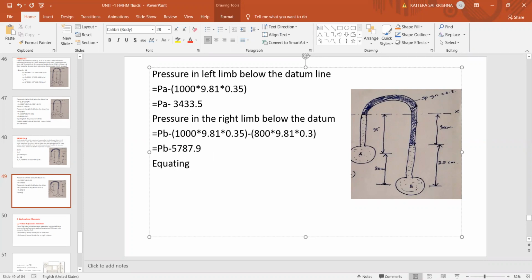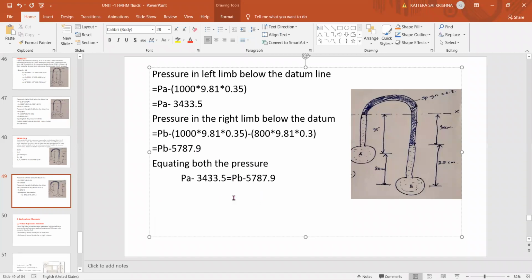equating both the pressures, left and right. Anyway, we know that left and right limb. We get PA minus this value is equal to PB minus this.